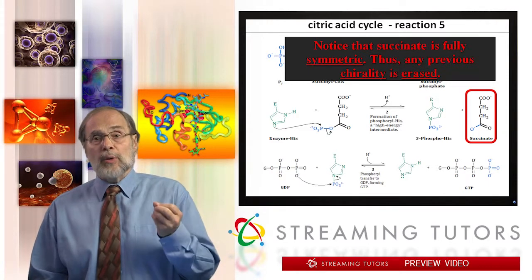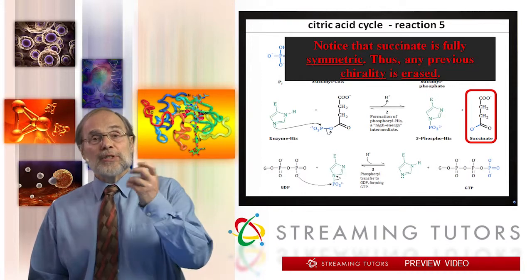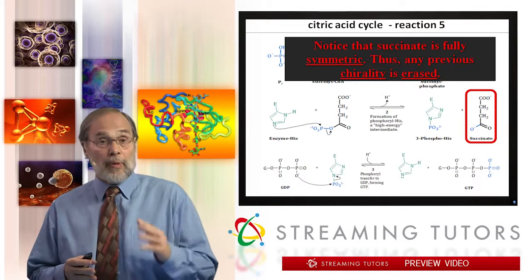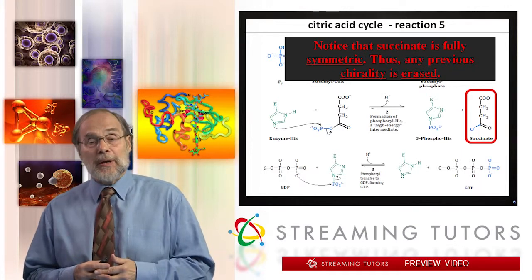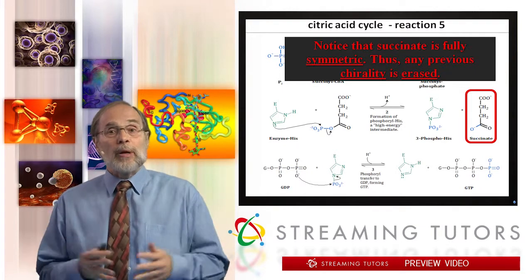This molecule, succinate, is the first fully symmetric molecule since isocitrate in the TCA cycle. And so any previously existing chiral centers have now been obliterated.